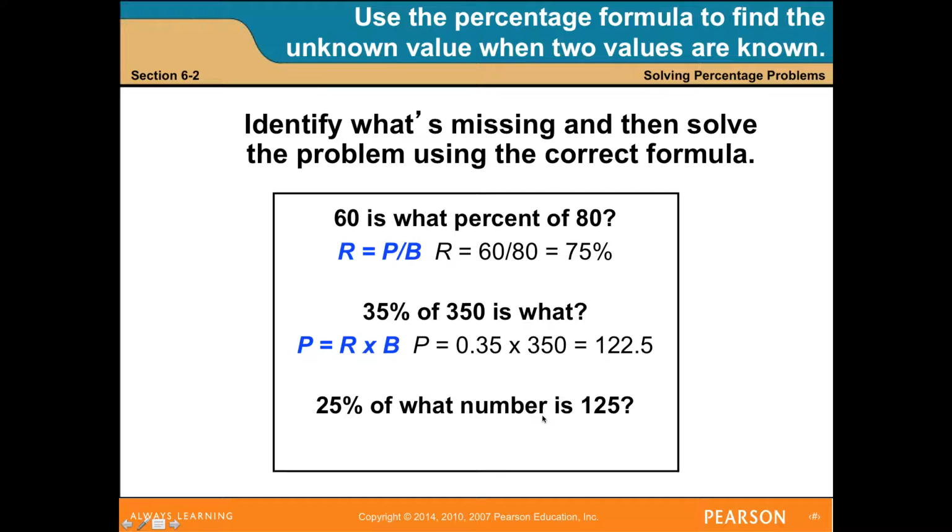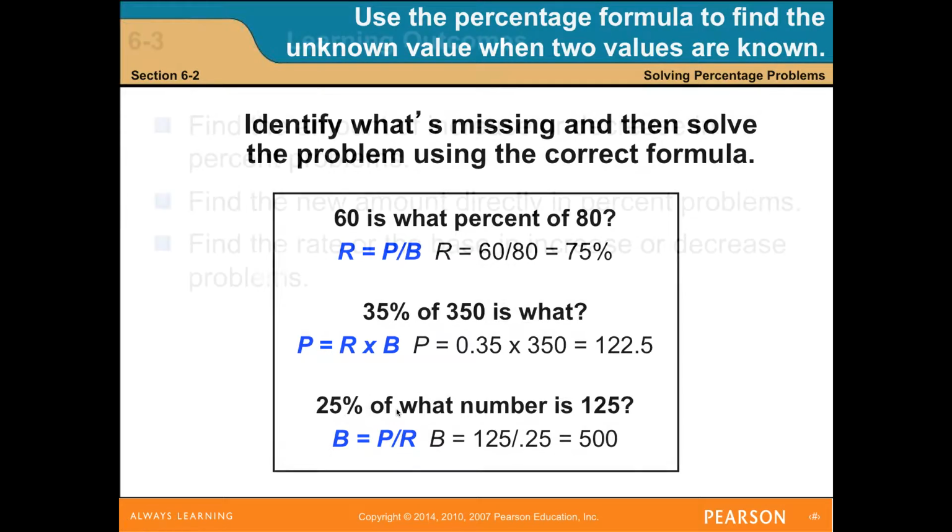25% of what number is 125? B equals P divided by R. B equals 125 over 0.25, or 25%, which equals 500. So you see you have the three different types: R equals P over B, P equals R times B, B equals P over R.